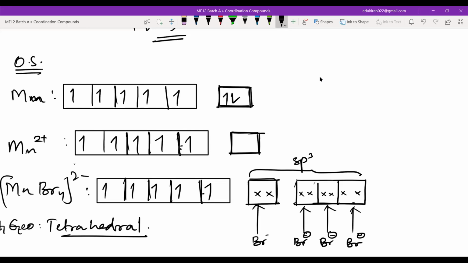Also, Br is a halogen. That is why there will be no pairing.